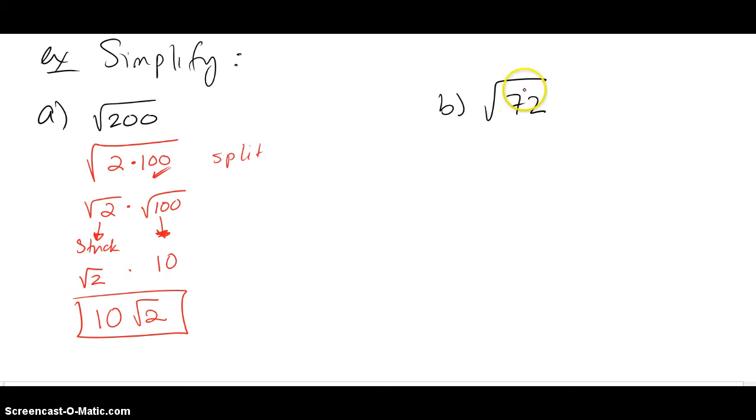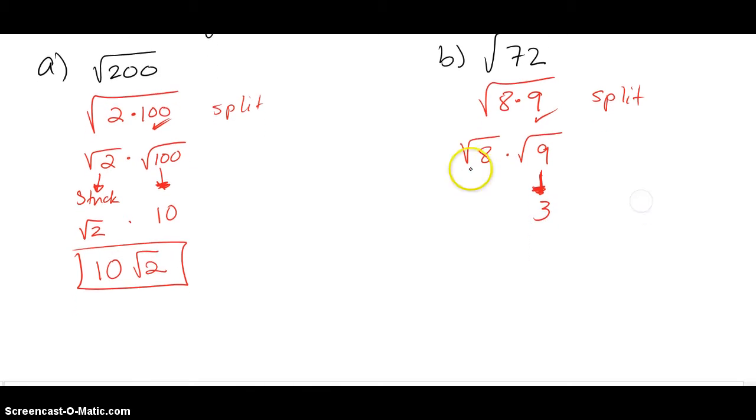Let's say we're looking at 72. Maybe you thought of 72 as, let's say, 8 times 9 is 72. This one is a good number, so I'm going to split it as far as square roots are concerned. So square root of 8 times square root of 9. This one pops out a 3, so we're good to go. Whereas square root of 8 can be simplified further.